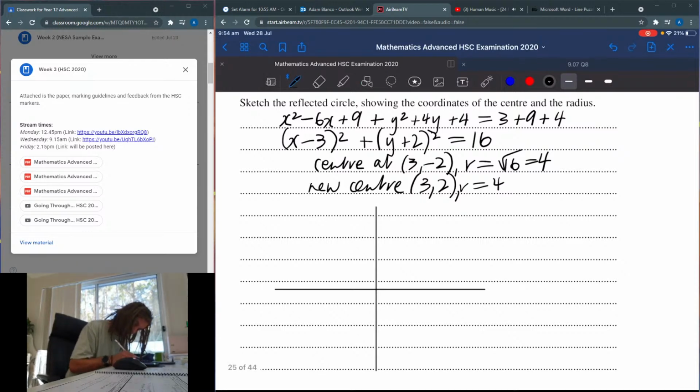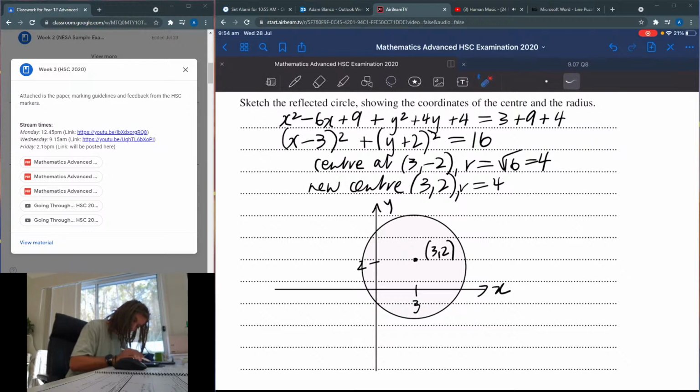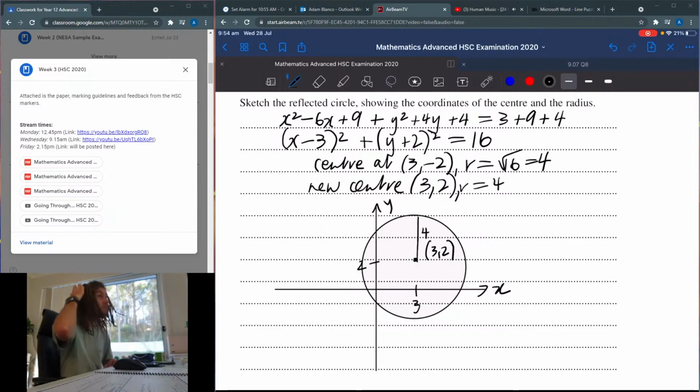Actually, kind of. So 3, 2, 3, 2. Now, if the radius is 4, it's going to overlap here. It's going to overlap here as well. So, holy moly, that's terrible. Let's call it that. Just tidy it up, showing the coordinates of the center and the radius. Okay, so I have to show the radius and the coordinates. So just show as much as you can.